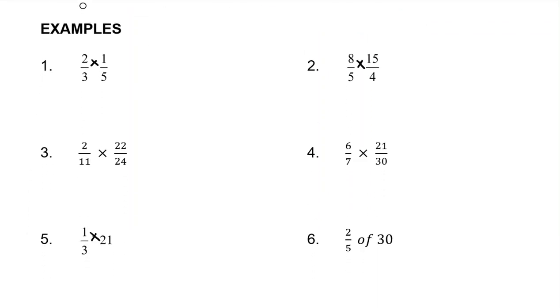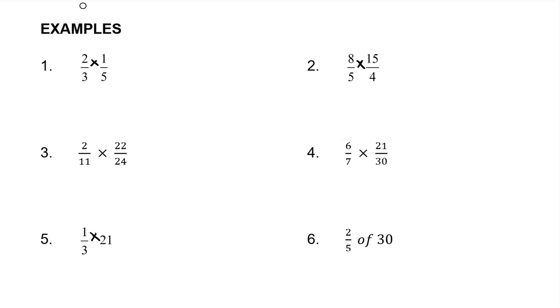Question number 1. Always check those diagonals to see if there's anything we can cancel. So 2 and 5. No. 1 and 3. No. One's as small as it's going to get, so nothing's going to divide out of that. So some questions at the beginning, particularly, there's not going to be a lot of cancelling. Okay, this one has nothing. Nothing that I can cancel.